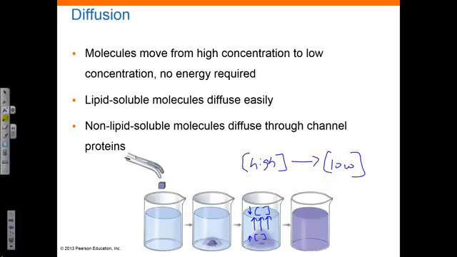Over time, a uniform distribution will be achieved and a concentration gradient will no longer exist, as shown in this beaker here. Here the sugar has diffused throughout the beaker equally. Now there is no concentration gradient as the concentration of sugar is the same throughout, so there will be no net movement, there will be no diffusion occurring.